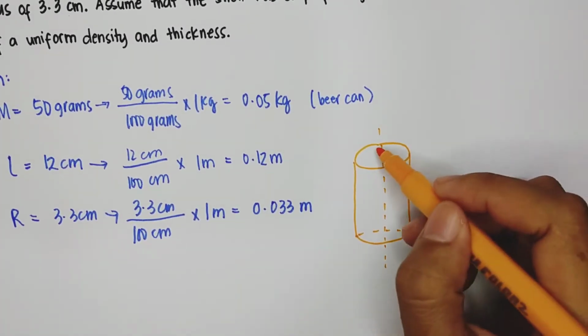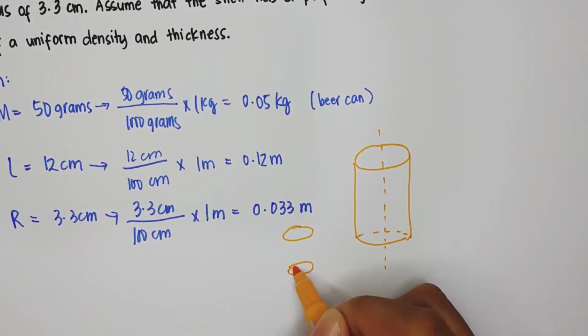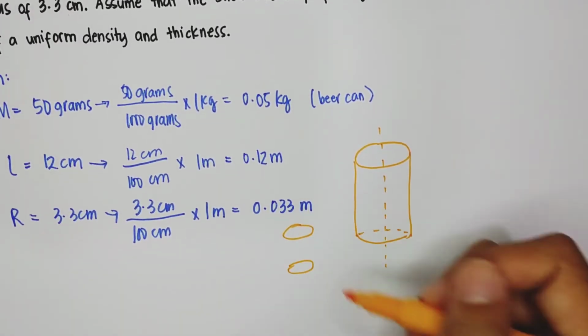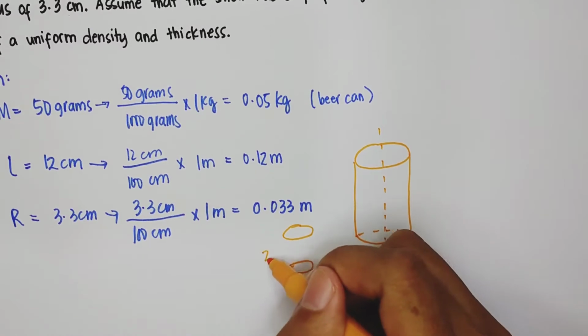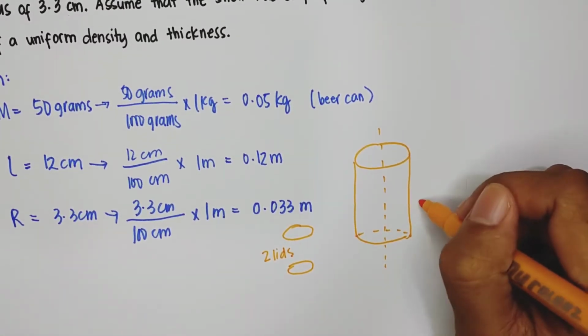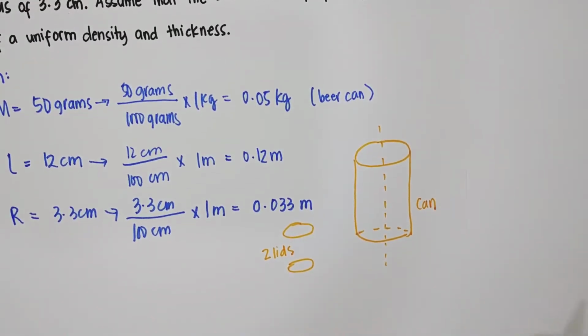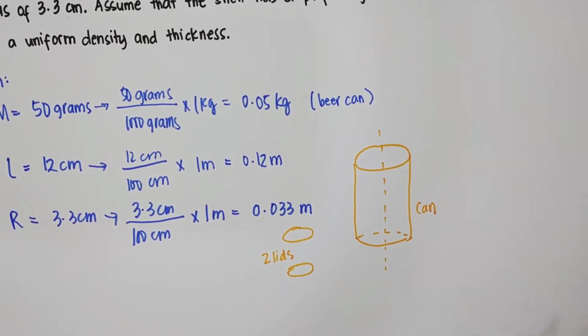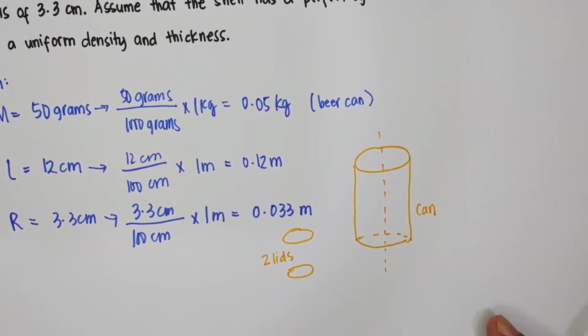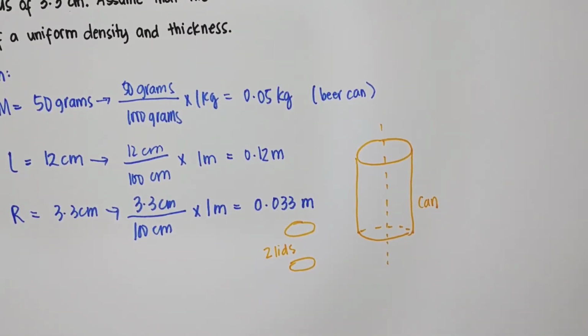This is our lid, our cover, that is the upper lid, and we also have a lower lid. So we have two lids or two covers. Then this is our can, and our can is a cylinder. By this, if we're going to solve for our inertia, we're going to use the formula.